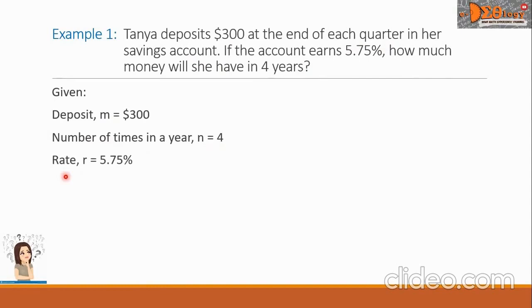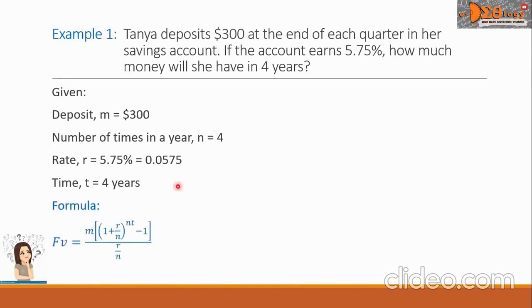The rate, denoted by R, is 5.75%. And we will convert this into decimal, and this is equal to 0.0575. The time, denoted by T, equals 4 years. And then let us write our formula, and it is now written here. Let us do the substitution on this portion.